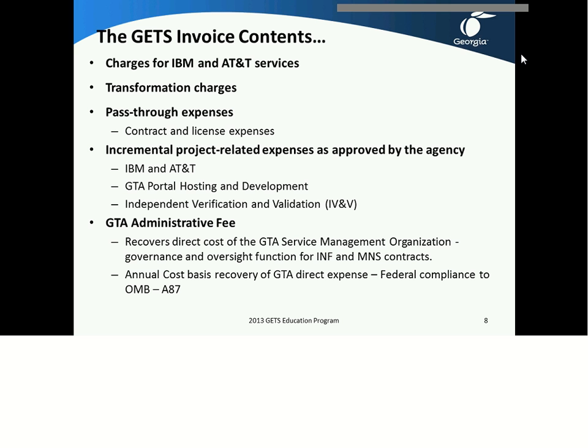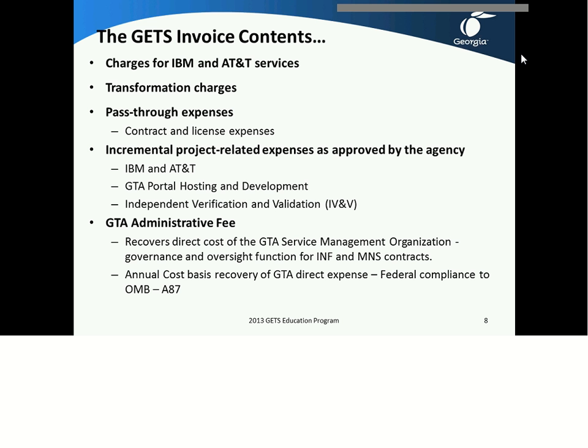There are pass-through expenses, like contract and license expenses. Gartner would be an example there. There's incremental project-related costs, whether it's by IBM or AT&T. It could be retained project costs for GTA, open enrollment for community health as an example of that. IV and V charges are related to large project oversight, could be on the bill as those oversight milestones are met. And then finally we have the GTA administrative fee.